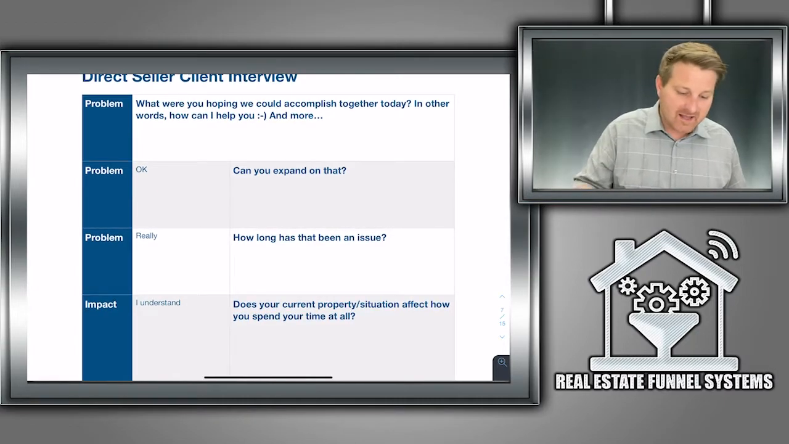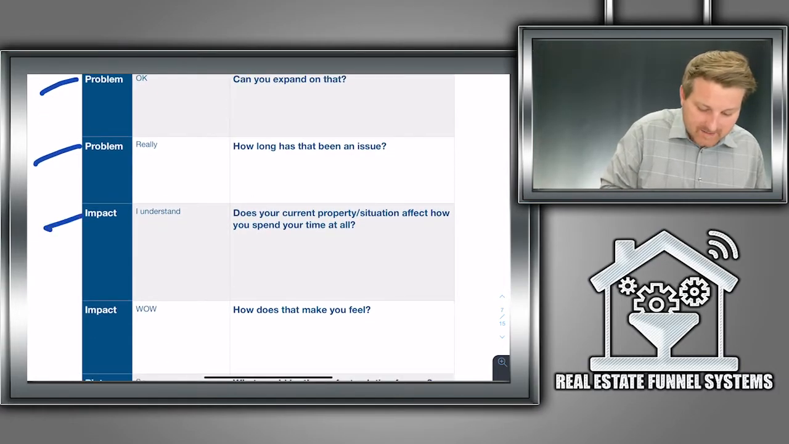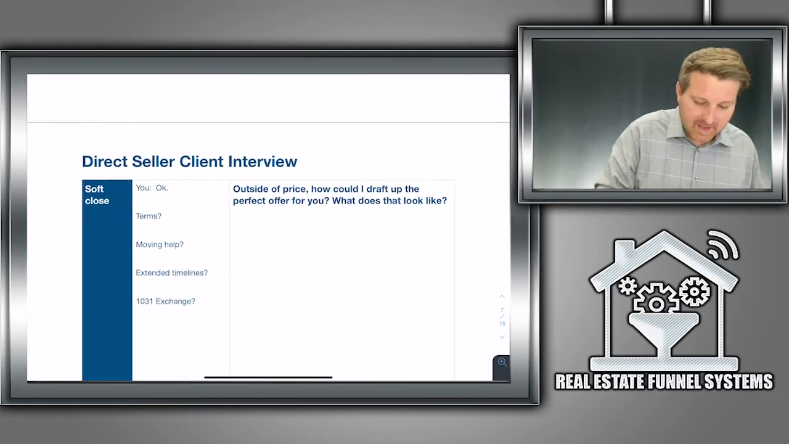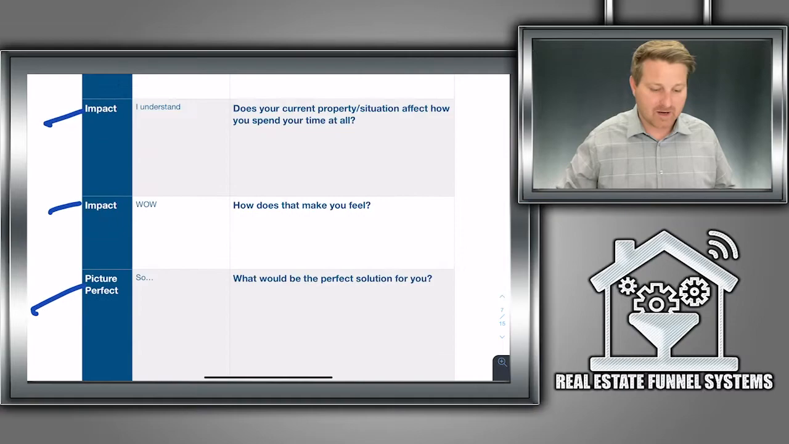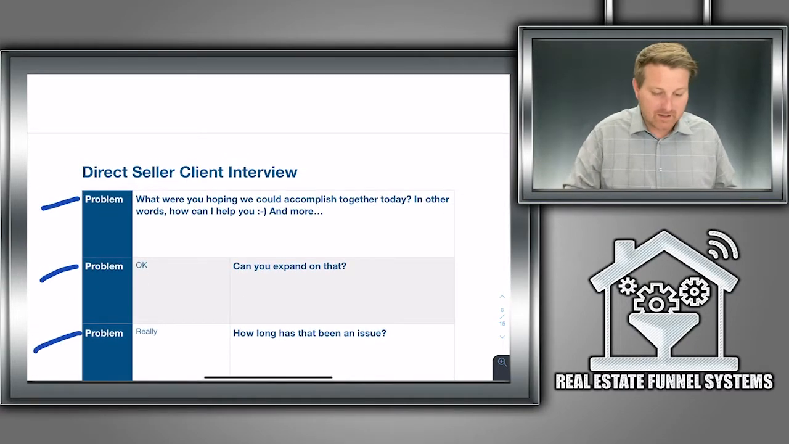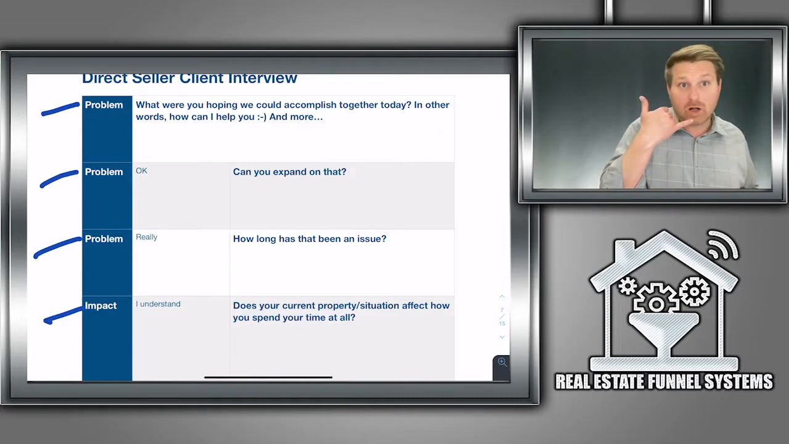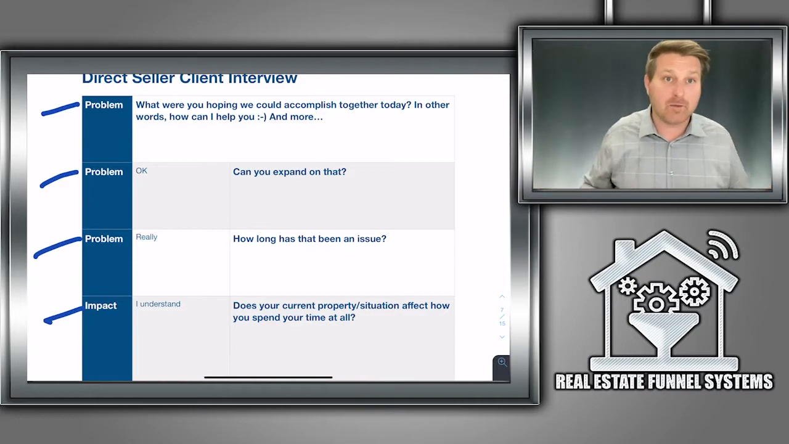And the opening line you'll see here on the side is we go problem, then we go to impact, picture perfect, and then the soft close. Okay, this is the pattern that I'm talking about. Okay, so the problem. So why are you calling me? You called. So what were you hoping we could accomplish together today? In other words, how can I help you?